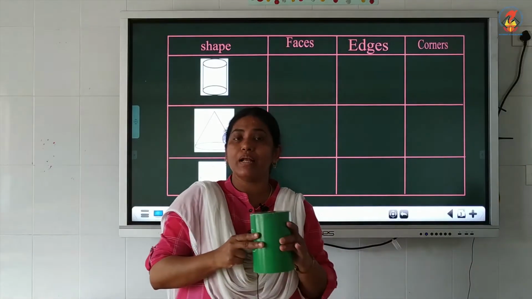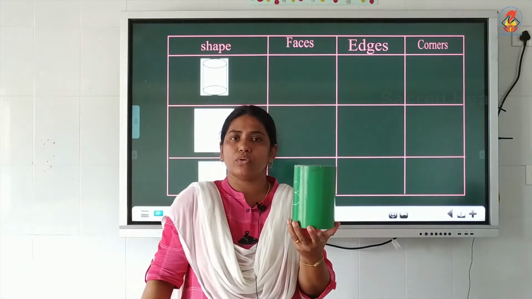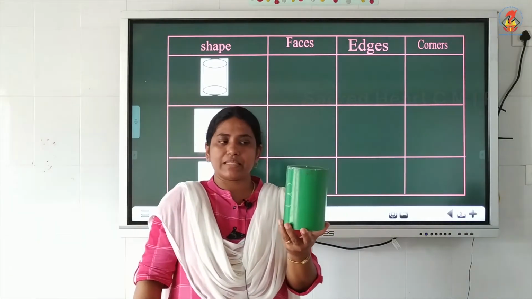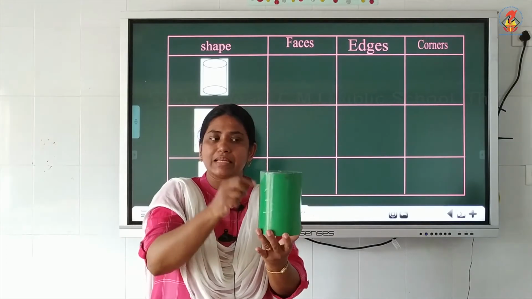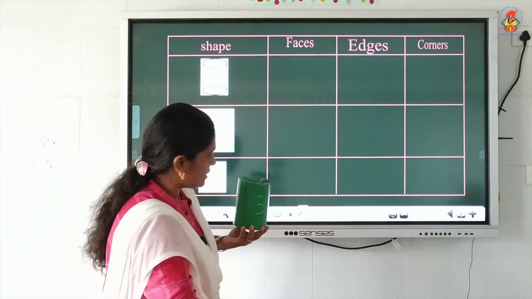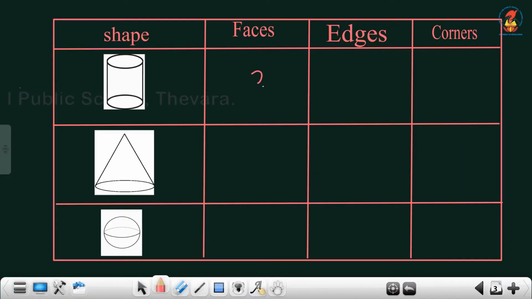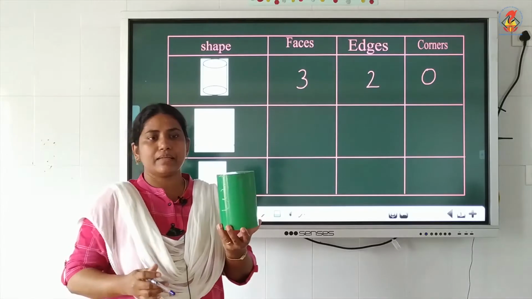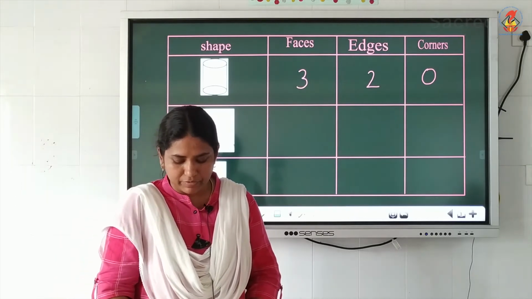Now what about the corner? Is there any corner for the cylinder? No. So 0 corners. So children, once again, for a cylinder there are 3 faces, 1, 2, 3 faces, 2 edges and 0 corners. Okay. So let's write here. For a cylinder there are 3 faces, 2 edges and 0 corners. Is it clear? Now we will go for the next shape, the next 3D solid shape we studied.